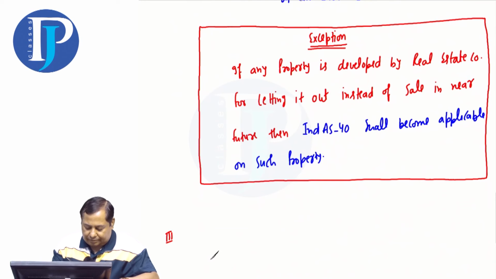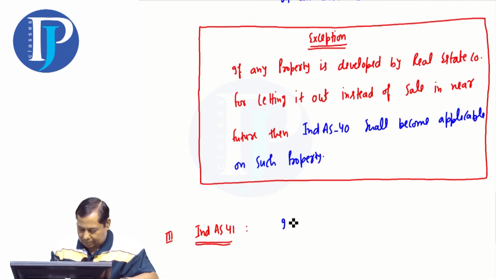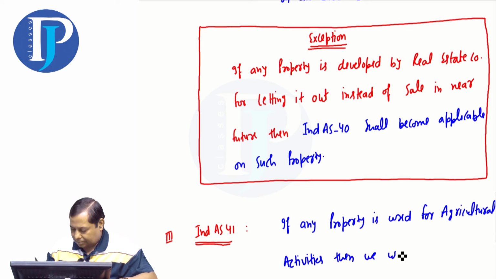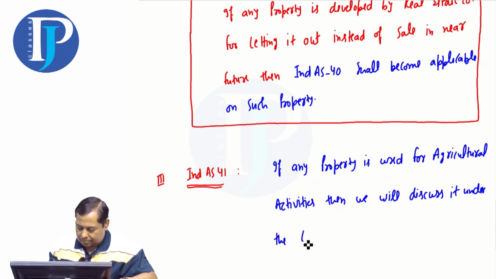Third example was Ind AS 41. If any property is used for agricultural activities, then we will discuss it under the guidance of Ind AS 41.